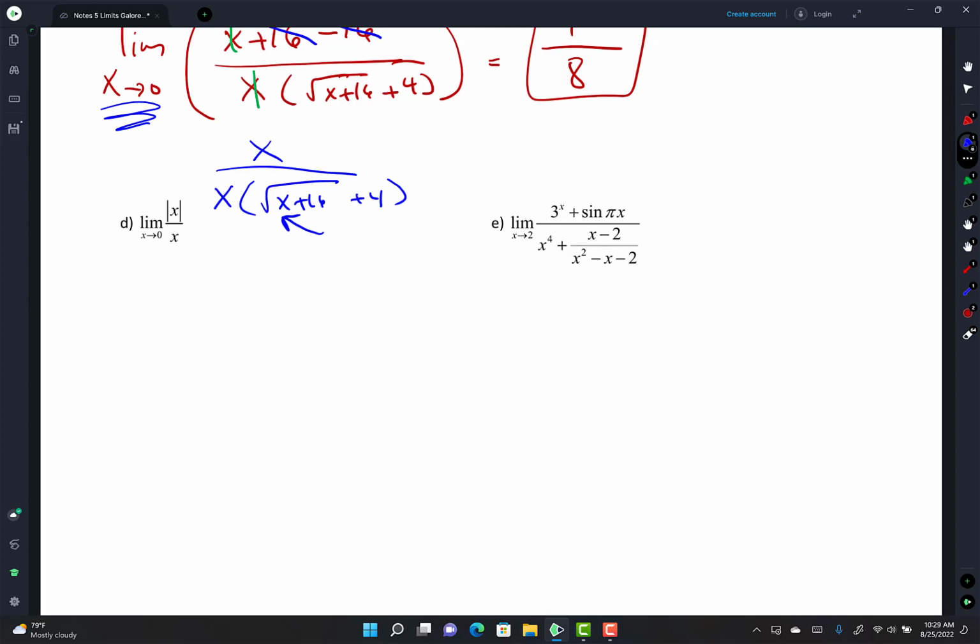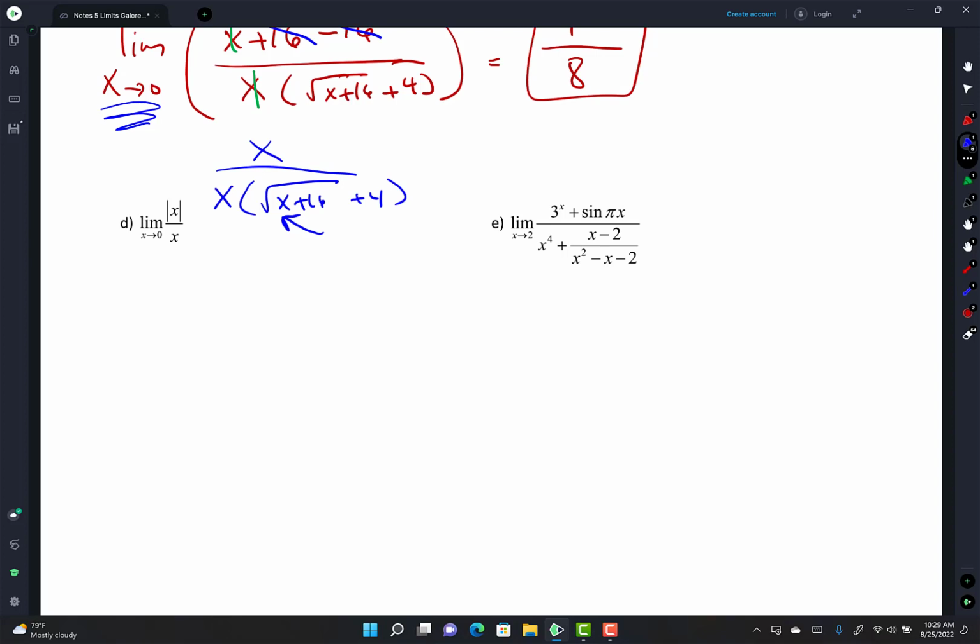All right, guys, ready? Letter D. Do you know how the graph of the absolute value of x over x looks? I know how the absolute value of x is. Perfect. So as x approaches, the absolute value of x divided by x is always what?